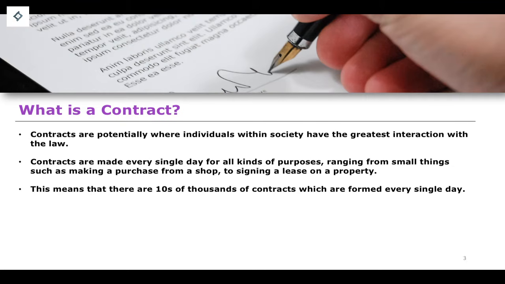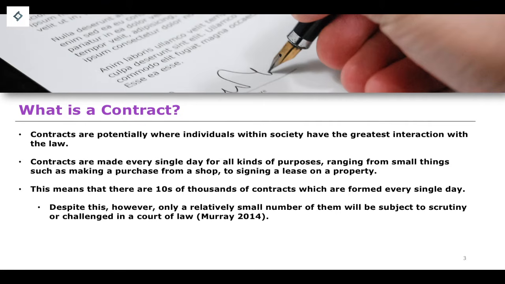So ultimately, the conclusion to this point is that there are tens of thousands of contracts formed on a day-to-day basis, and for the most part, there are very few problems with these contracts. Some are very implicitly established, like purchasing an item from a shop, and some are far more formal and substantive, like signing a lease on a property. Most of them have very little in terms of controversy.